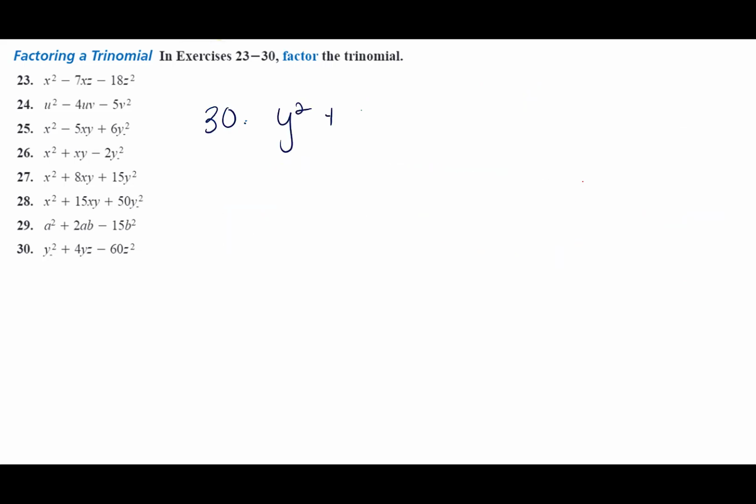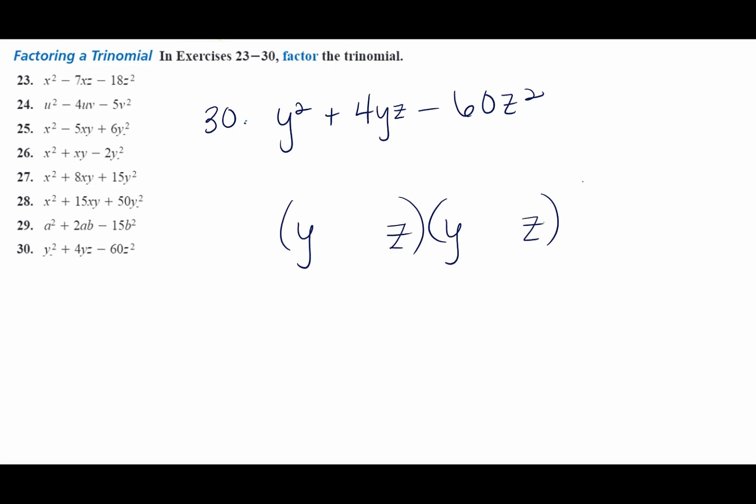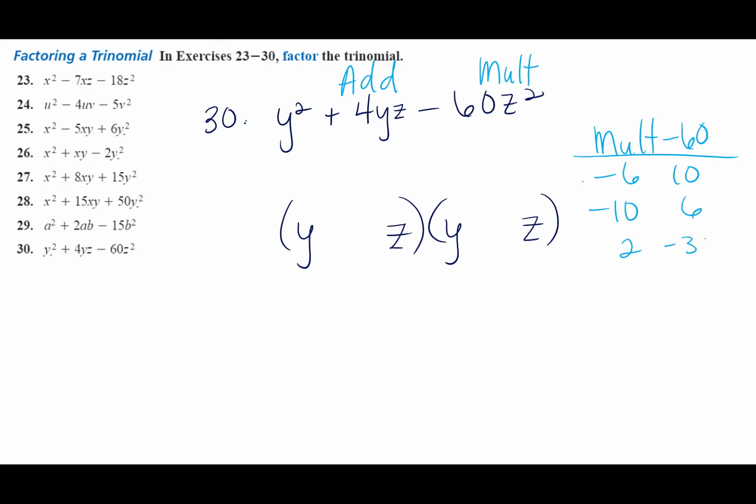Let me show you one more on this video. This is number 30, y squared plus 4yz minus 60z squared. We're going to start off the same way. Put the y term in the first position, the z term in the second position. Now we're looking for two factors that add to positive 4 and multiply to negative 60. So I'm going to come over here and let's list out factors that multiply to negative 60. Negative 6, 10. Negative 10, positive 6. 2, negative 30. Negative 3, positive 20.